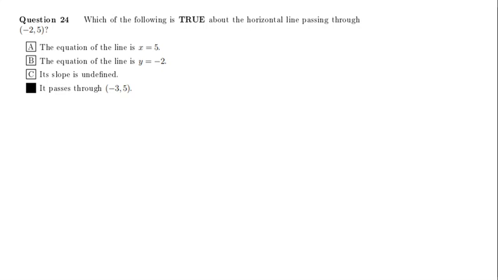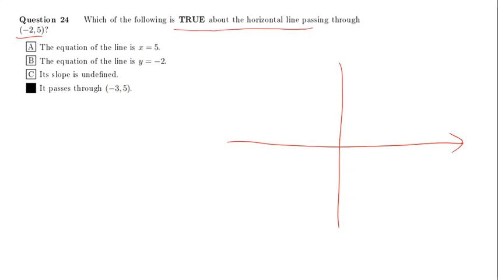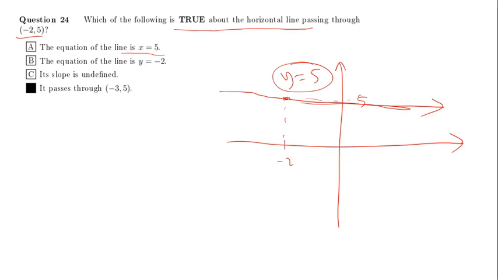Which one is true about the horizontal line passing through negative 2, 5? So the horizontal line passing through negative 2, 5 is this line here, this negative 2, 5. And this is a horizontal line. What is true about this line? The equation of this line is x equal to 5? No, it has to be y equal to 5, because this is a horizontal line. The horizontal line equation should always be with y.